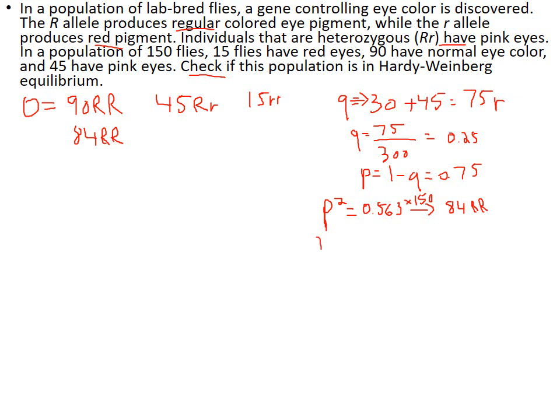Let's take a look at the 2pq. So for 2pq, I have 2 times 0.75 times 0.25. 0.375 is my frequency of heterozygous individuals. If I have 150 individuals, that's 0.375 times 150. I should have about 56 individuals that are big R, little r.